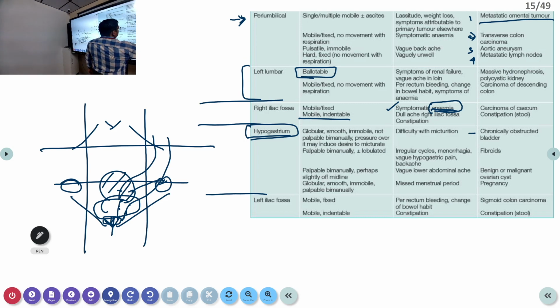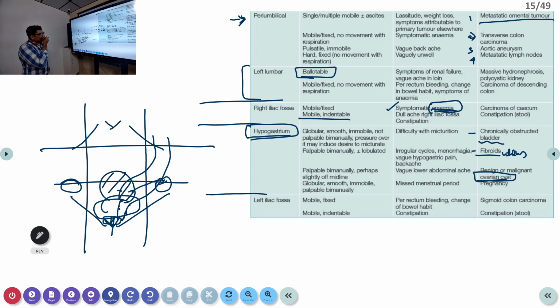One thing is the bladder, next is the uterus, which we already saw. Ovarian cysts and ovarian tumors may also be seen in the iliac areas as well as in the hypochondriac areas, so all the pelvic organs. Sometimes even a sigmoid colon malignancy may be palpable in that area. With fibroids, the patient will present with irregular cycles. If the patient has a bladder tumor or bladder mass, then difficulty in micturition will be there.